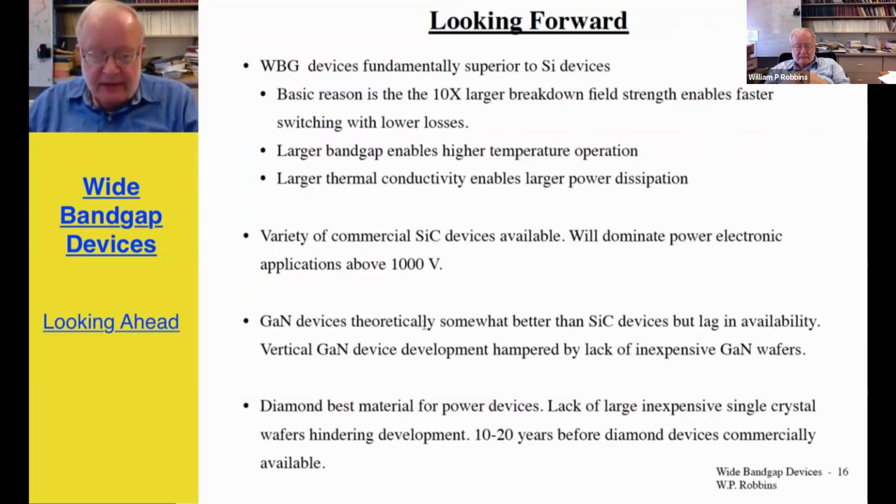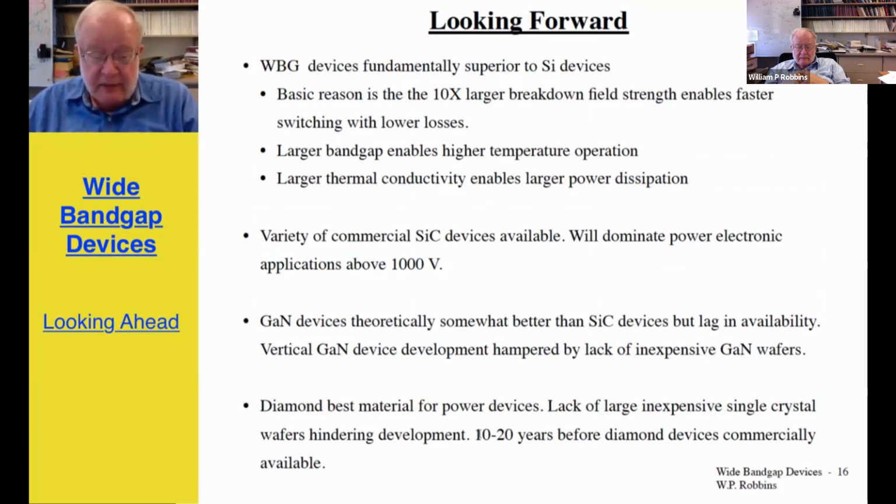Gallium nitride devices are theoretically somewhat better than silicon carbide, but lag in availability, basically because vertical gallium nitride development has been hampered by a lack of large, inexpensive gallium nitride wafers. From a fundamental viewpoint, diamond would be the best material for power devices, but the lack of large, inexpensive single crystal wafers is hindering their development.